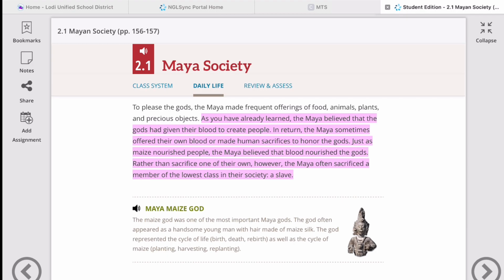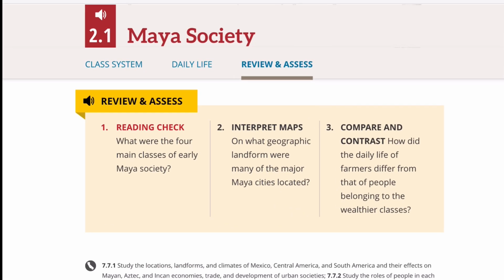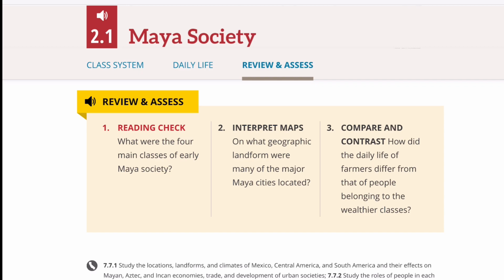Now, this is the interesting part. Since the Maya believed that the gods that they worship had given their blood to create people, in return, the Maya sometimes offered their own blood or made human sacrifices to honor their gods. Just as maize nourished people, Maya believed that blood nourished the gods. Rather than sacrifice one of their own, however, the Maya often sacrificed members of the lower class, the lowest class in the society, and often these are captured slaves. Okay, so that's how the Maya society in general works.